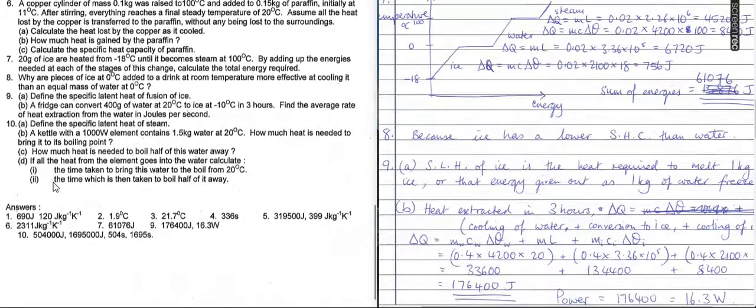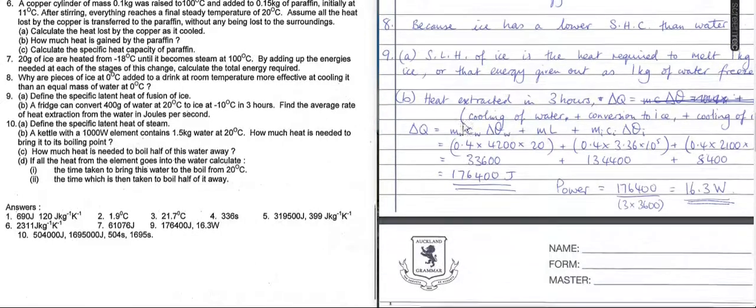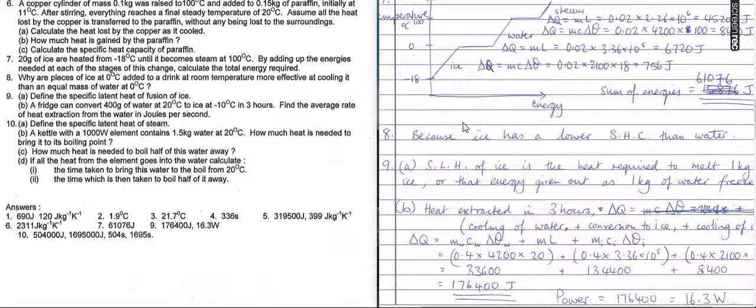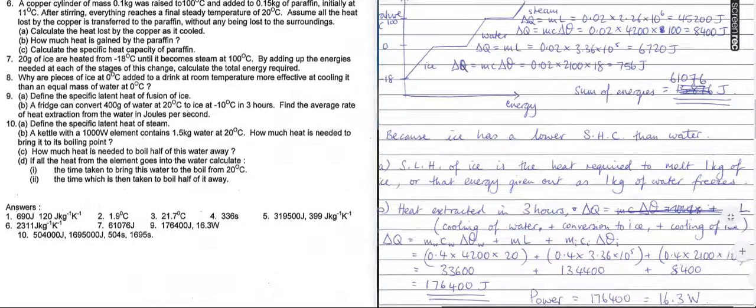Question 9. A. Define the specific latent heat of fusion of ice. So the specific latent heat of ice is the heat required to melt 1 kilogram of ice, or that energy given out as 1 kilogram of water freezes.